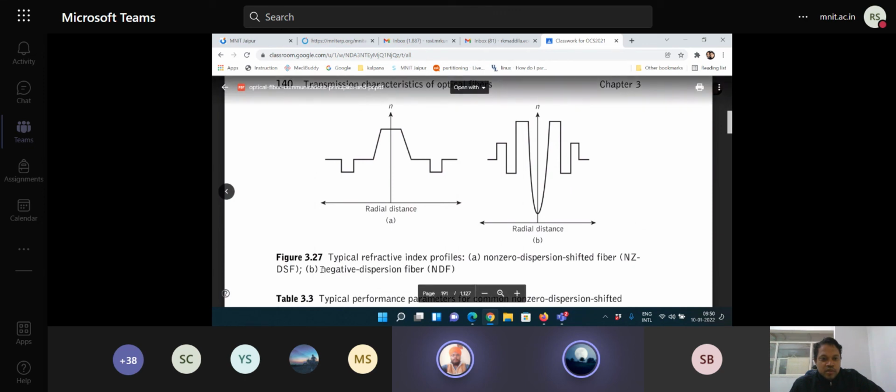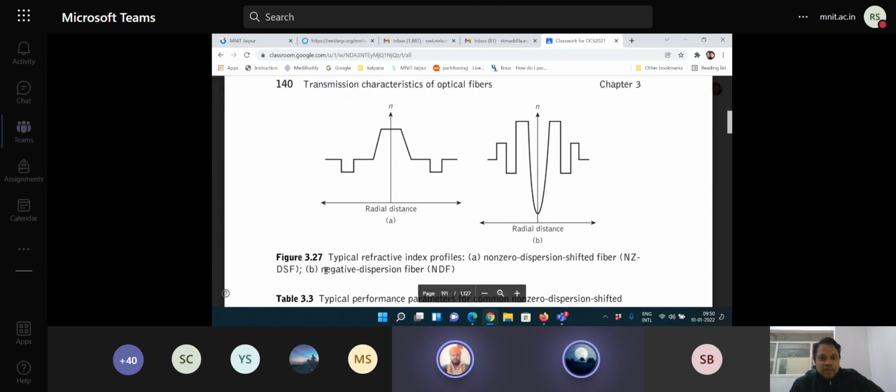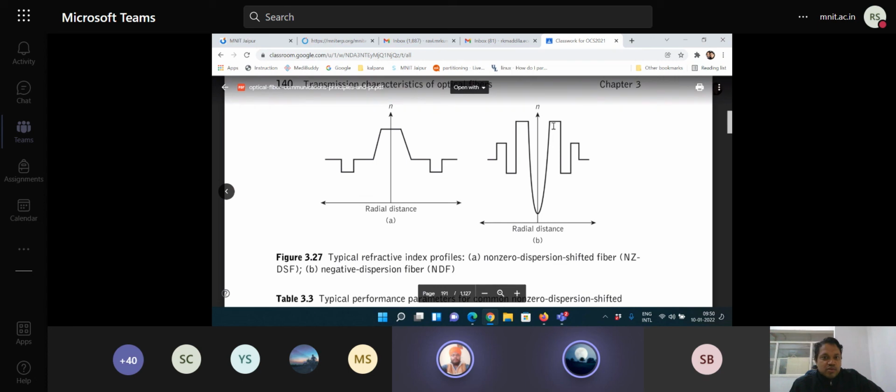So what you see here as negative dispersion fiber is also known as the dispersion compensating fiber. So you can see the complex structure of the optical fiber refractive index profile. So again, fabricating these is a very tedious task, and it's very difficult to have very long lengths of this type of negative dispersion fiber or dispersion compensating fiber.